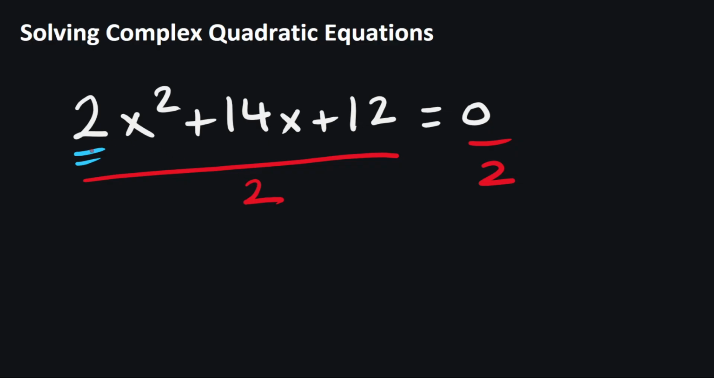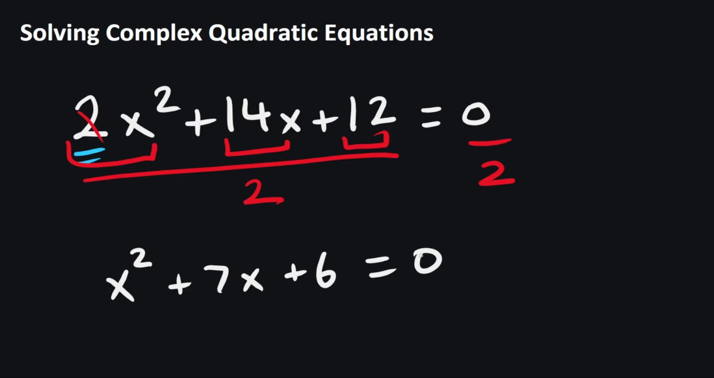Now, what does dividing this entire polynomial by 2 do? It divides each term by 2. So, what's 2x squared divided by 2? That is simply x squared, since 2 divided by 2 is 1, that cancels out the 2. What is 14x divided by 2? 14 divided by 2 is 7, so 14x divided by 2 is 7x. And now what is 12 divided by 2? 12 divided by 2 is 6, equals 0.